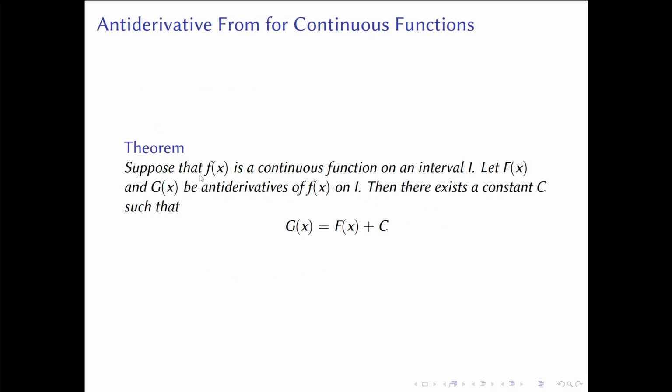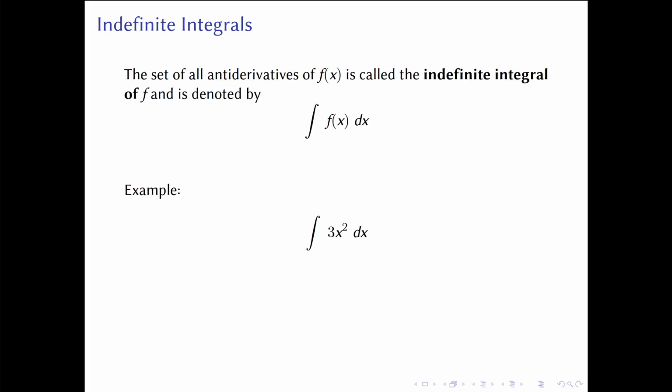If I have a continuous function little f, and I have two antiderivatives, capital F and G, then they have to differ by a constant. So that says that pretty much all of the antiderivatives for, say, 3x squared are going to be x cubed plus a constant. So that's pretty much all of the antiderivatives. So next up, we introduce a new concept called the indefinite integral of a function.